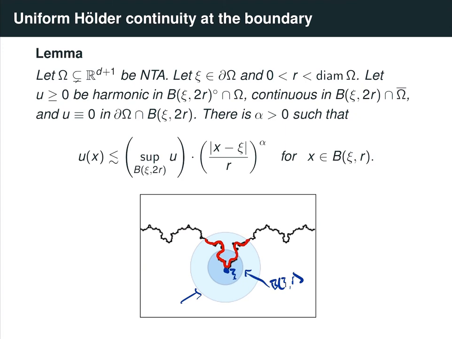Okay, so if you have a function satisfying these conditions, and it's also continuous on the intersection of the double ball with the closure of omega, then there exists some number alpha bigger than 0, so that for any point x inside this ball, the value of u at x will be at most the supremum of u inside this double ball times (the distance |x minus c| over r) to the power alpha.